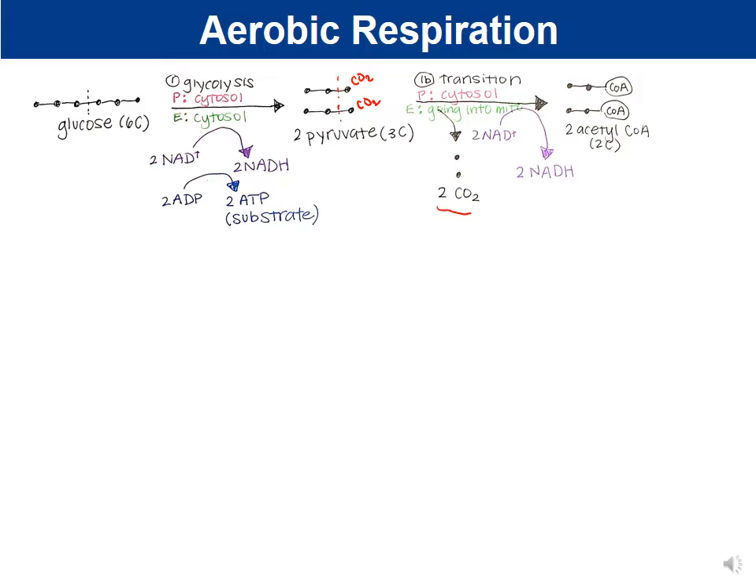So what goes in? 2 pyruvates, 2 NAD+. What comes out? 2 carbon dioxides, 2 NADH, and 2 acetyl-CoAs. And so again, when you're studying this or when you're taking notes on this, I would actually take the time to draw it out yourself. The act of writing it out is going to help you remember it. So this is going to be our transition step.